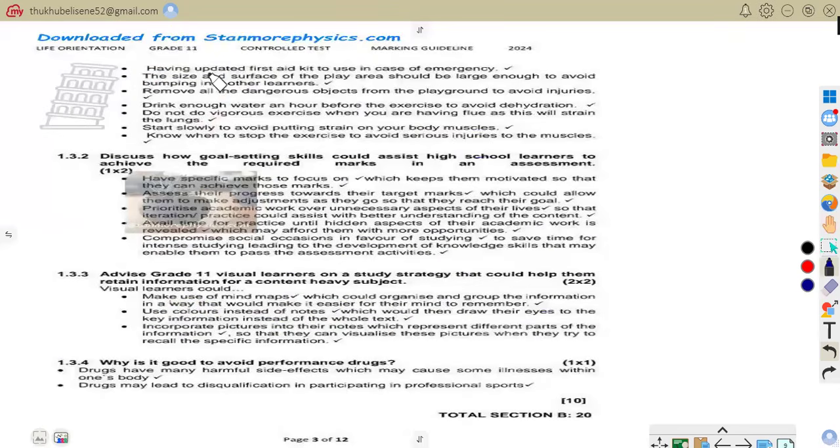Also, have an updated first aid kit to use in case of emergency. That will be very important. A first aid kit is a safety measure that you are going to use in case of emergencies. When a player gets injured, you have to quickly use the first aid to help.